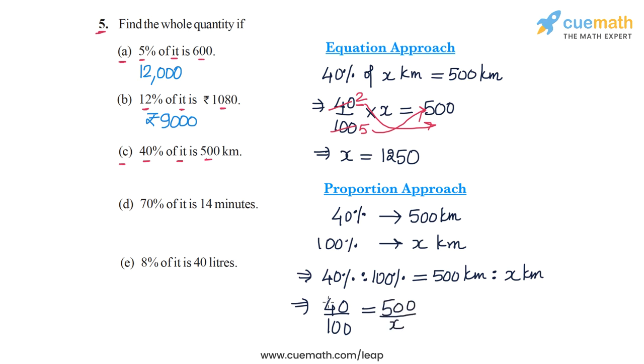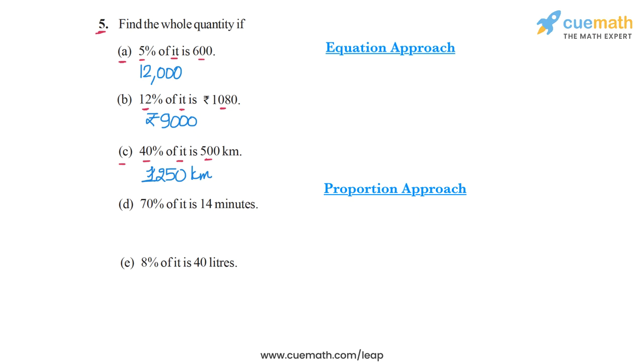Okay, and once again 40 by 100 is 2 by 5, and if we cross multiply the denominators, we will once again get x equal to 1250. So in part C, the unknown quantity, the whole quantity is 1250 kilometers. So this is the answer for part C. Now we come to part D.